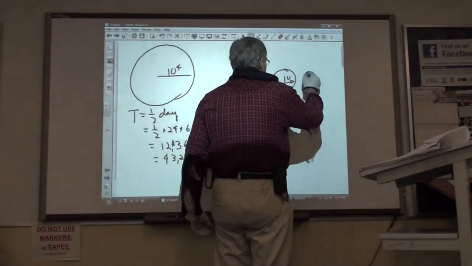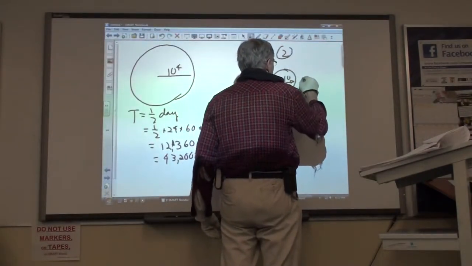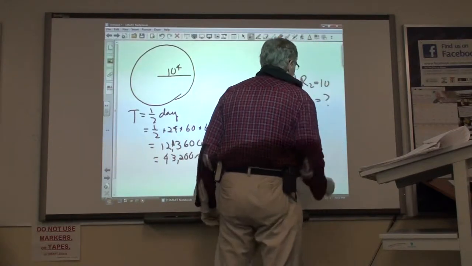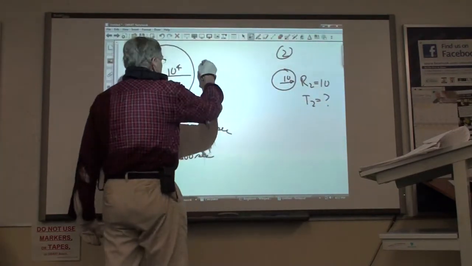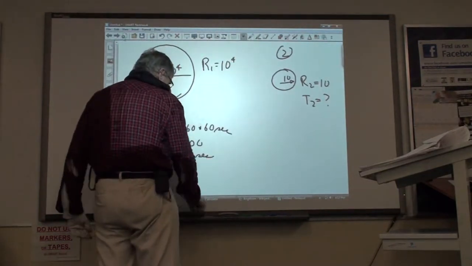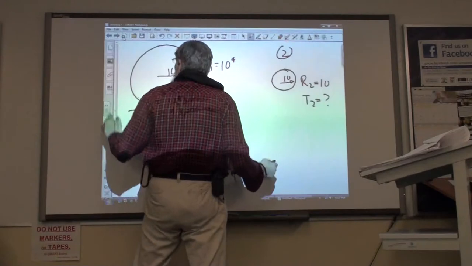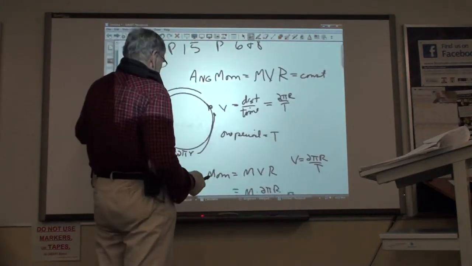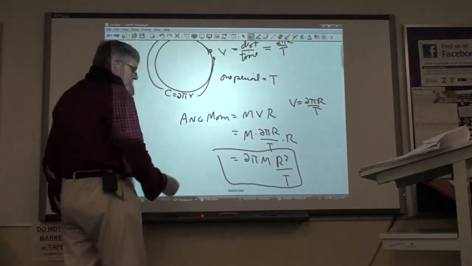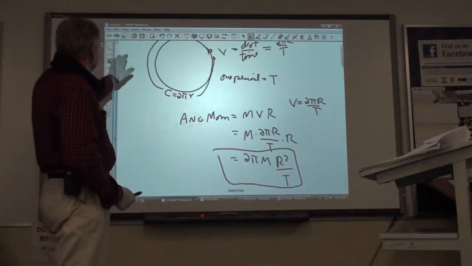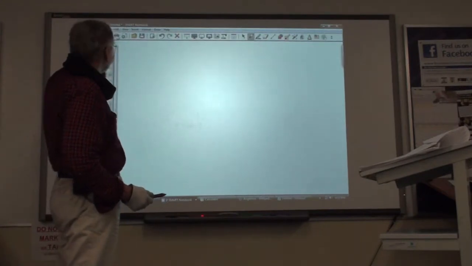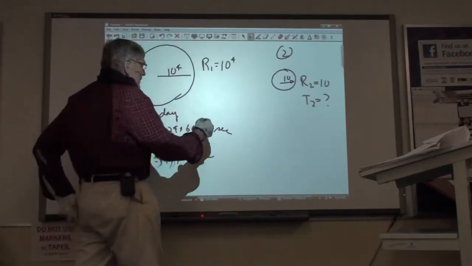And now this has a radius. This is called step 2. R2 is equal to 10, and we want to know what T2 is equal to. What's the new period when R1 is equal to 10 to the 4th? Now we have the conservation of angular momentum, as we saw on the previous board, that the conserved quantity, 2 pi m r squared over T, is always conserved, so it's conserved before and after as well.